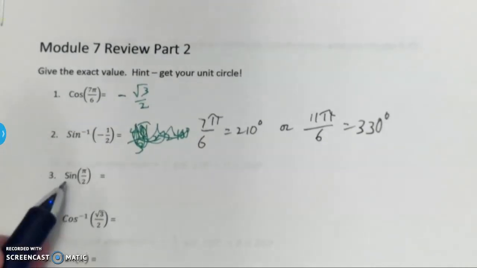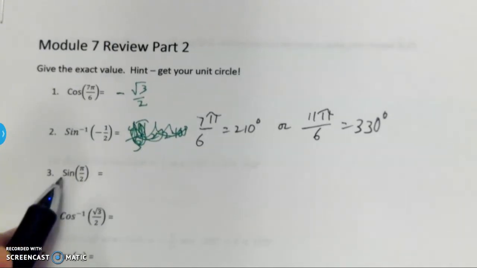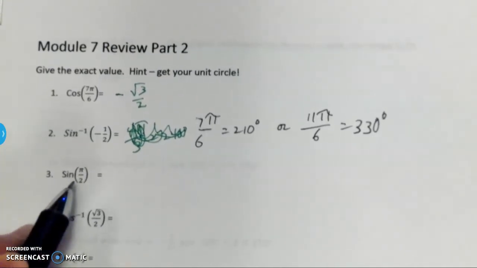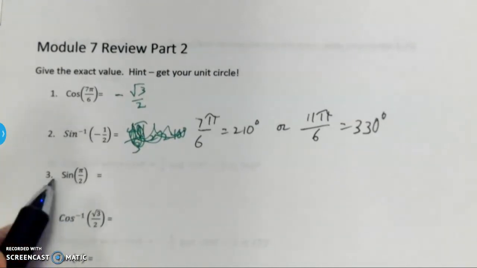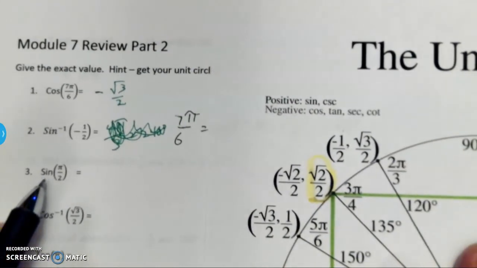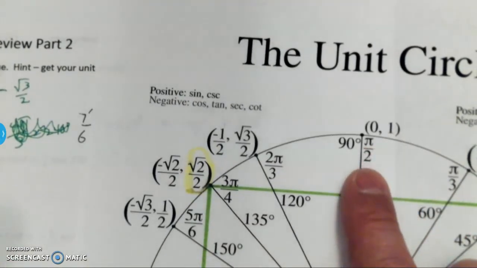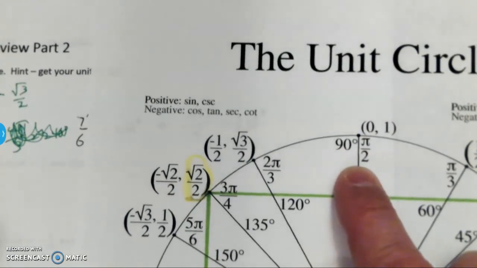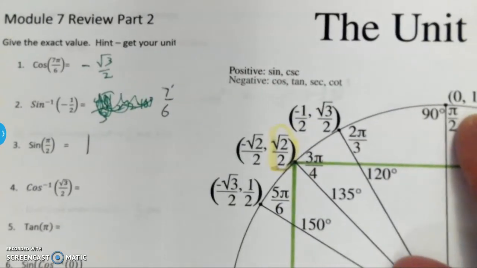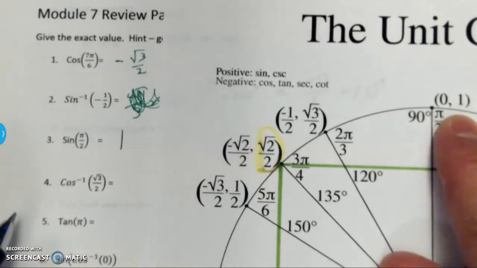Okay, now sine. They give you the angle, and the sine is going to be the y coordinate. Remember, sine, y, cosine, x. Apparently I have to say that to myself several times too. So sine of pi over 2. That's 90 degrees. You look at the coordinates at 90 degrees, or pi over 2, and we wanted sine, so we need the y coordinate. So that's going to be a 1.